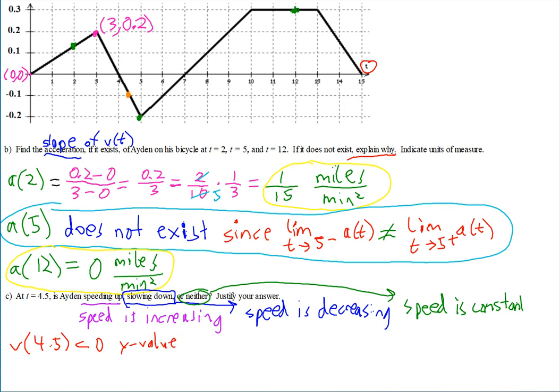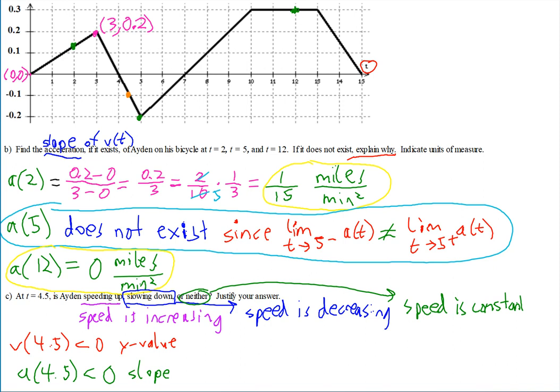And then a of 4.5, again, you could get it exactly, but you don't have to. You just have to see if it's positive or negative. In this case, notice the slope here, it has a negative slope, so you could calculate it, but we can just tell it's also less than 0 by looking at the slope. So is speed increasing or decreasing? Remember, you have to compare the signs. If they're the same sign, both positive, both negative, that means speed's increasing. They're working together. If they're opposite signs, speed is decreasing. They're going against each other. In this case, they're both less than 0, both negative, so that means speed is increasing.